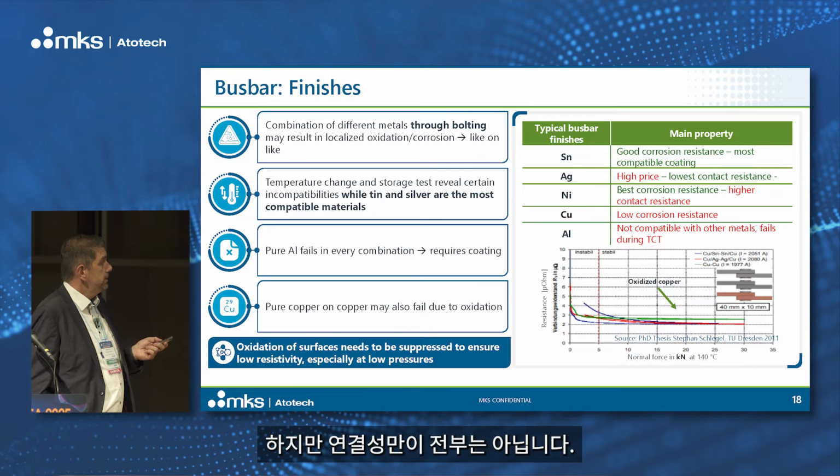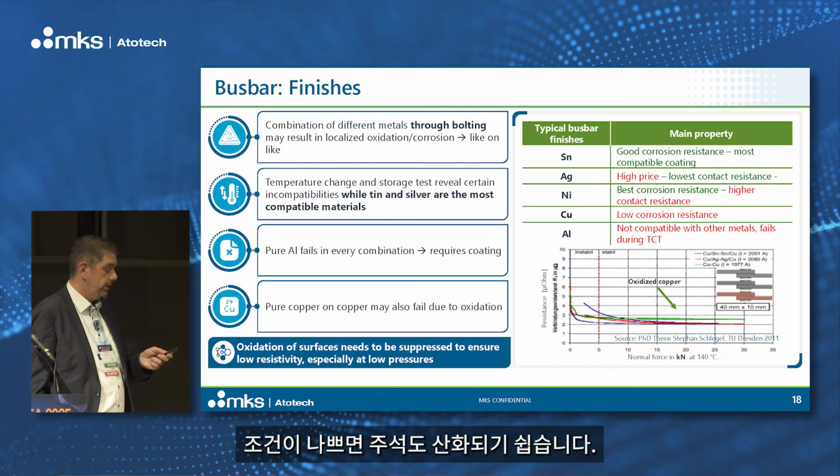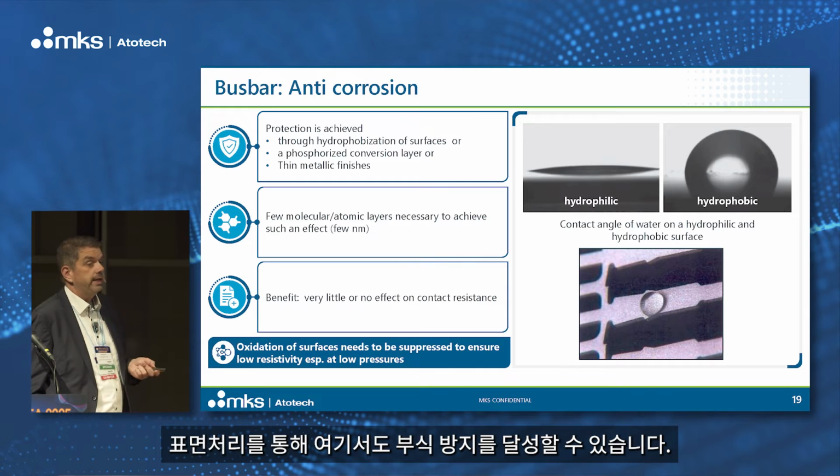But conductivity is not the only key. We also need to ensure management of oxidation. And tin also tends to oxidize when we have the wrong conditions. Therefore, we can achieve some corrosion protection by surface treatment.